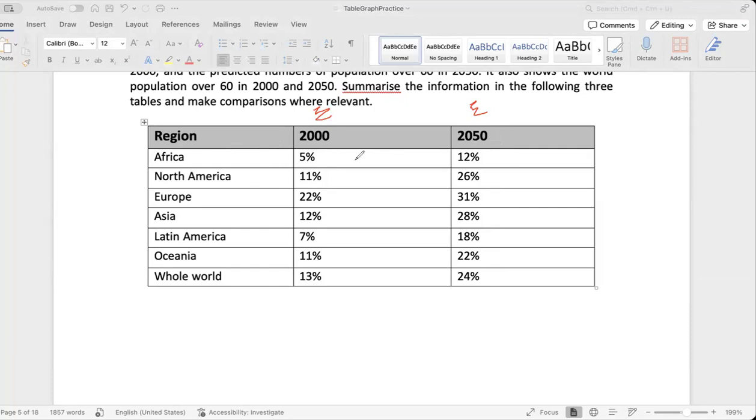Now let's do left to right. What happened in Africa? Left to right, do the comparison. Tell me. Sir, increase. Very good. North America, increase. Europe, increase. Asia, increase. Latin America, increase. Oceania, increase. Very good. And the whole world will also increase, but that doesn't matter, we will not write it. Okay? So now I think it will be fine for you writing the overall.